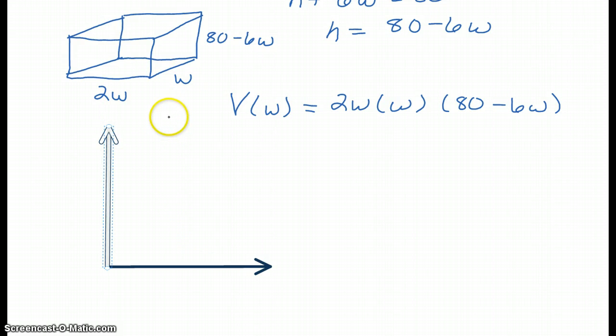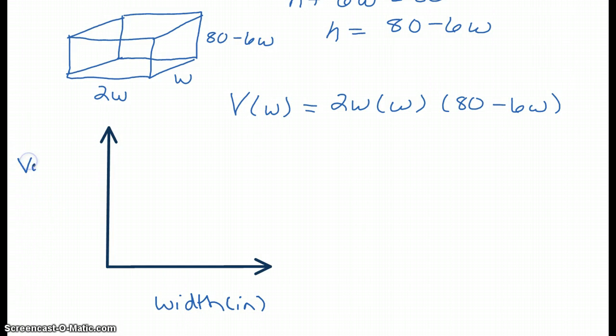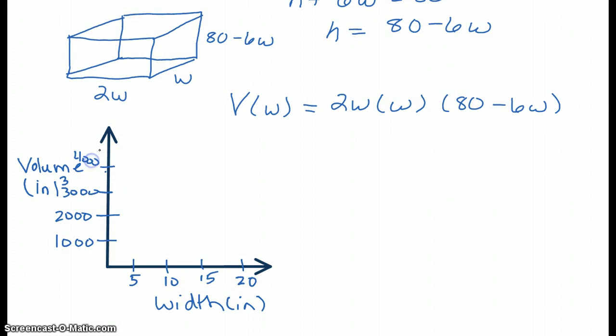And realize that part of the reason I like to write my notation like this is because now V depends on W. So down here, this is going to be the width in inches. And then over here, the volume in inches cubed. So I went and put it in my calculator, and then I changed my window until I found something that worked. And once I could see that maximum, I decided to count by 5s along my width. So I put 5, 10, 15, up to 20. And then I counted by thousands up to 5,000 on my Y. So I put 1,000, 2,000, 3,000, 4,000, and 5,000.